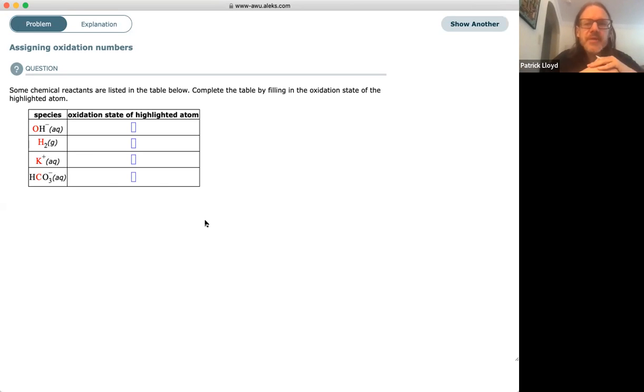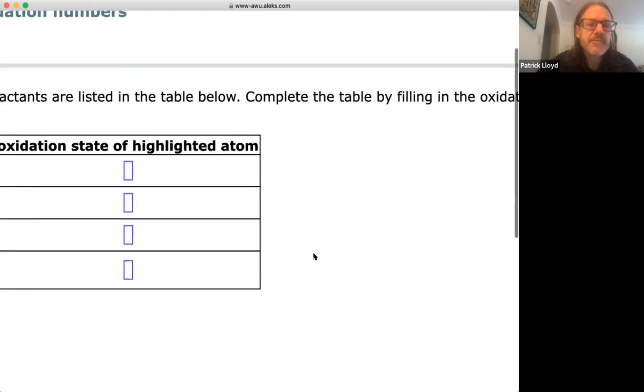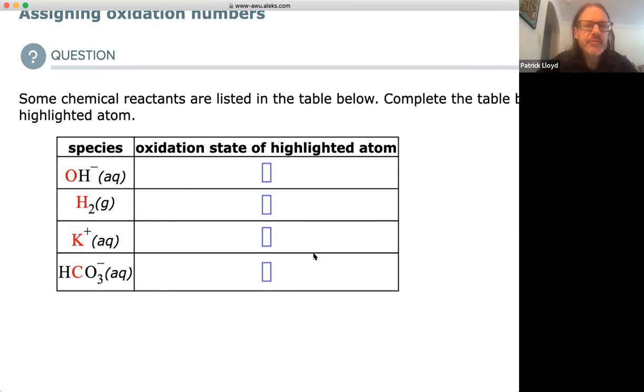Okay, some chemical reactants are listed in the table below. Complete the table by filling out the oxidation number of the highlighted atom. So that would be the atom that's in red. Okay, so let's take a look at this one. Bring this over. There we go. So you can see that a little bit better. See how in each one of them, one of the elements is in red. So here's an oxygen, here's a hydrogen, here's a potassium, and here's a carbon.